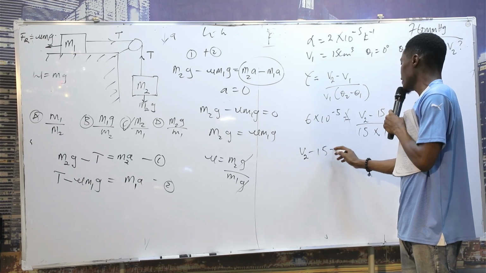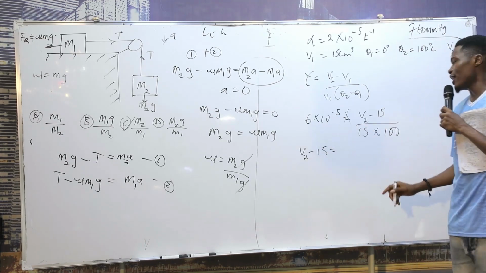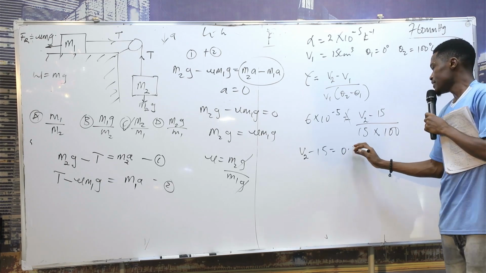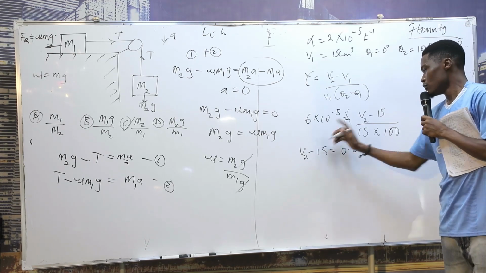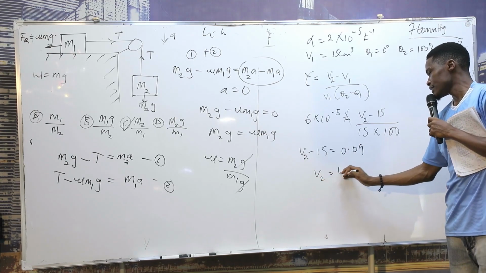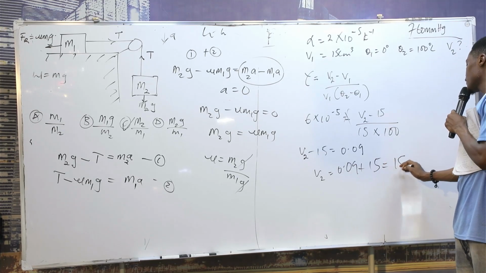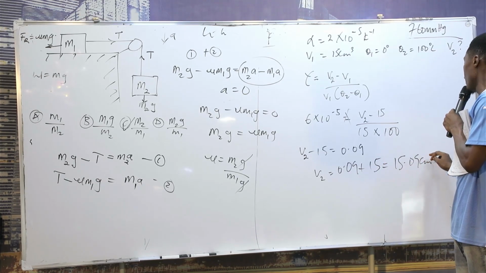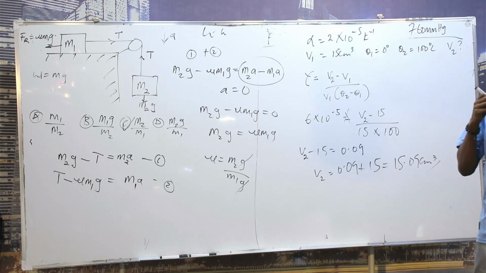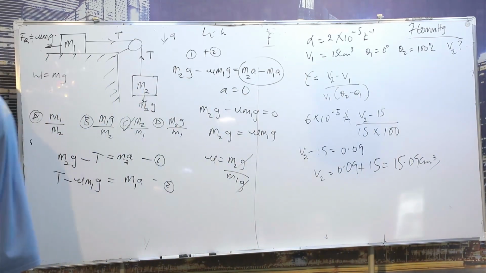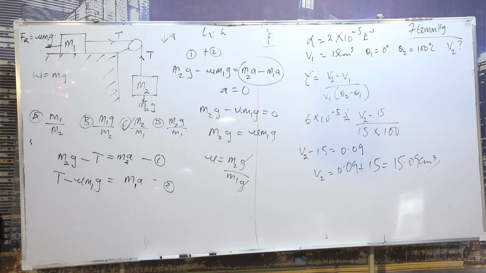V2 minus 15 is equal to what? 6 times 10 power minus 5 times 15 times 100, which is 0.09. Then move over: V2 becomes 0.09 plus 15, and that will give us 15.09 cm cubed. Okay, let's move on.